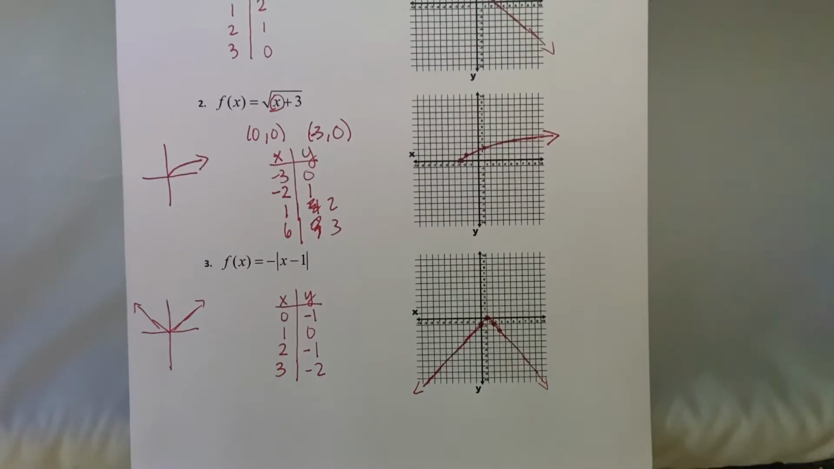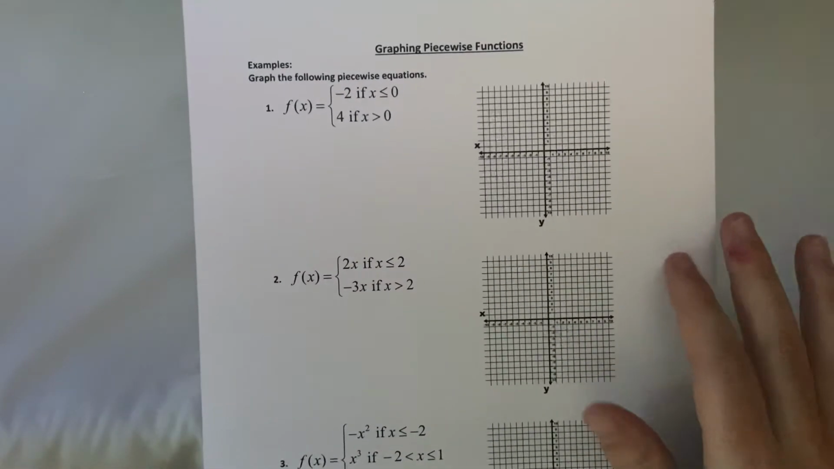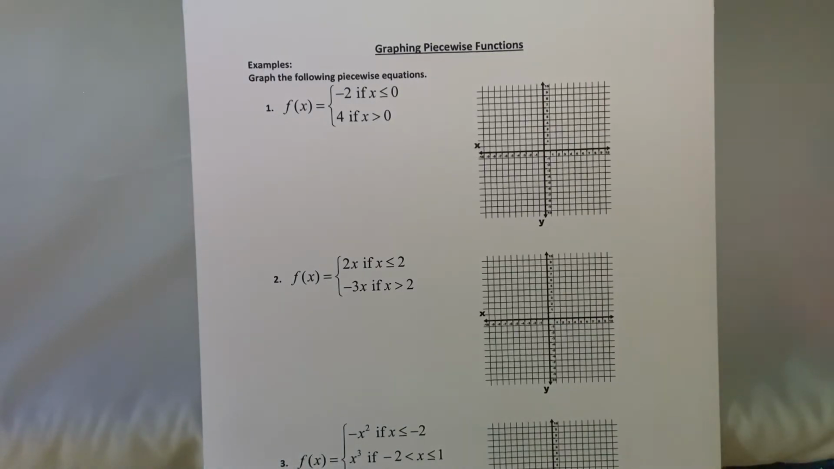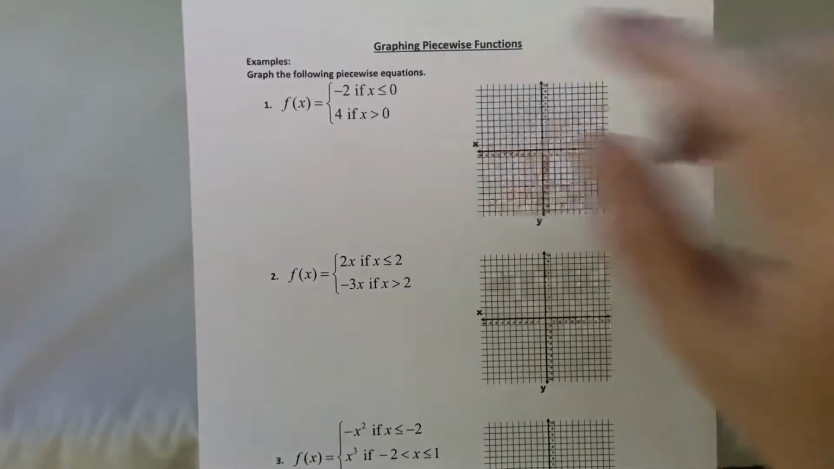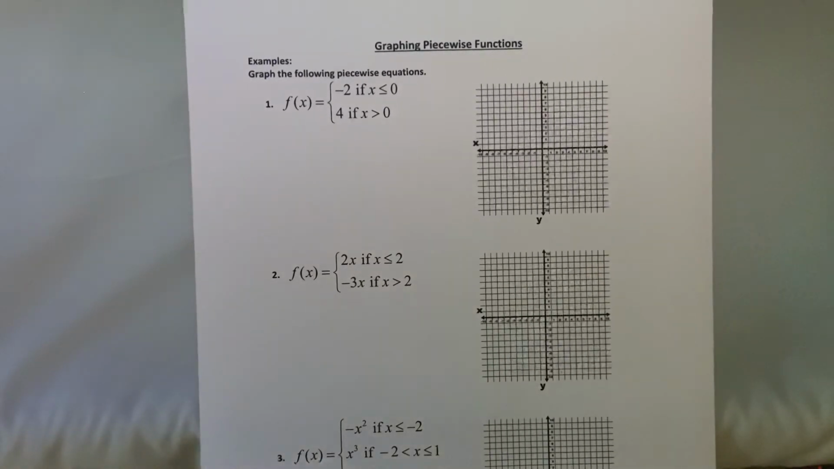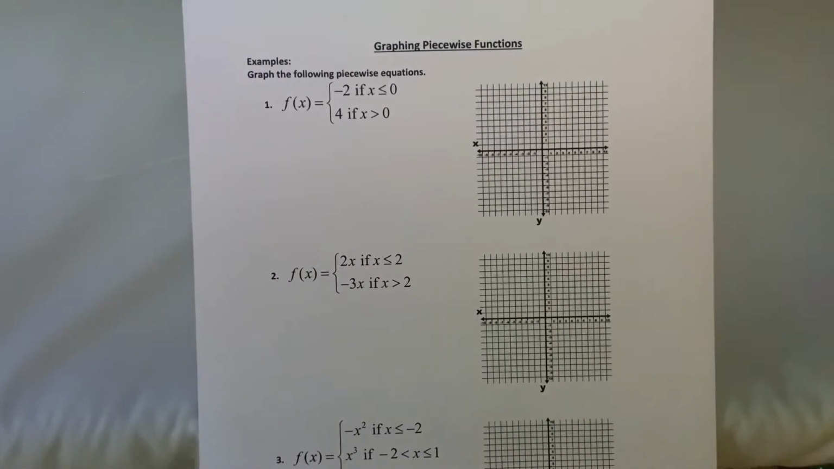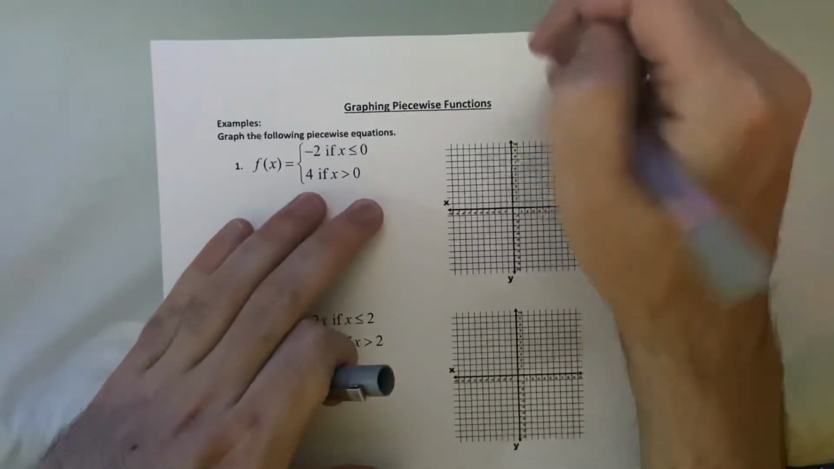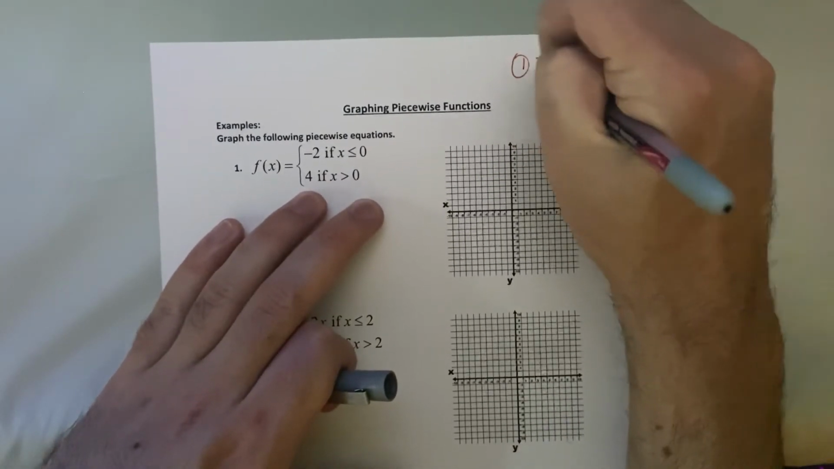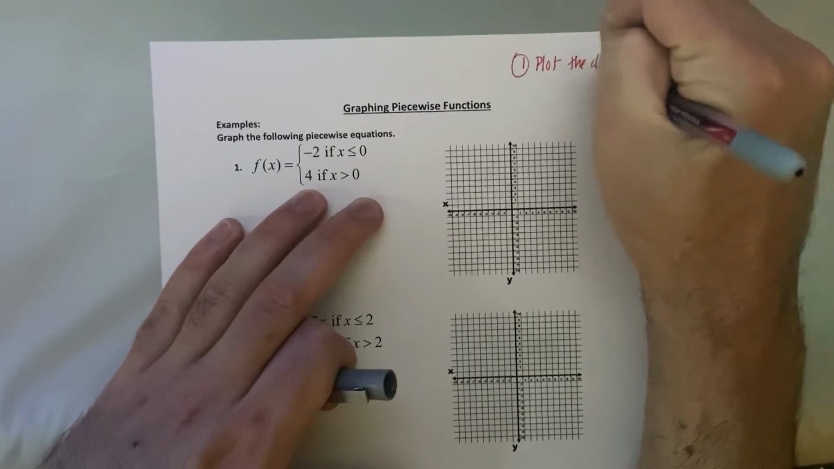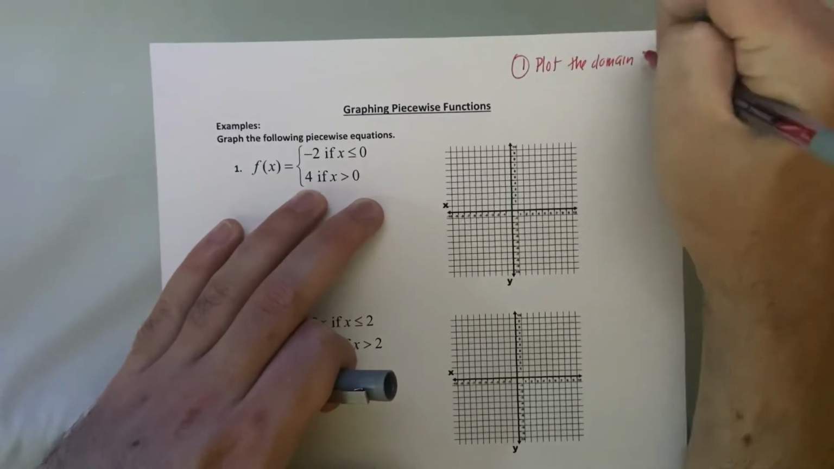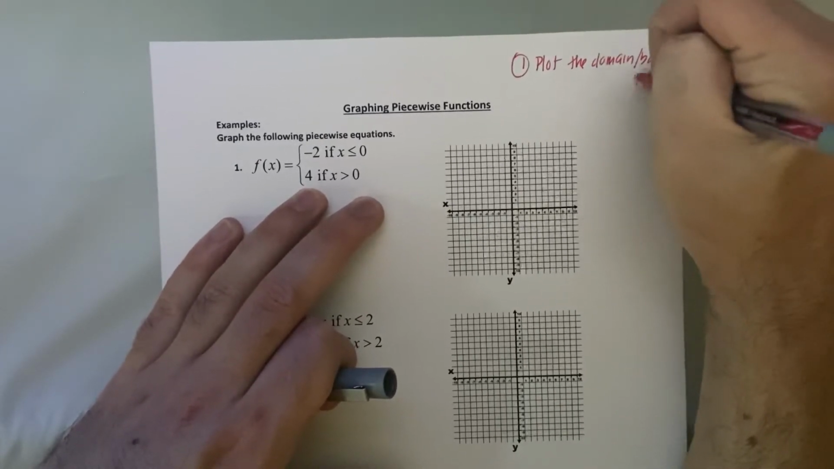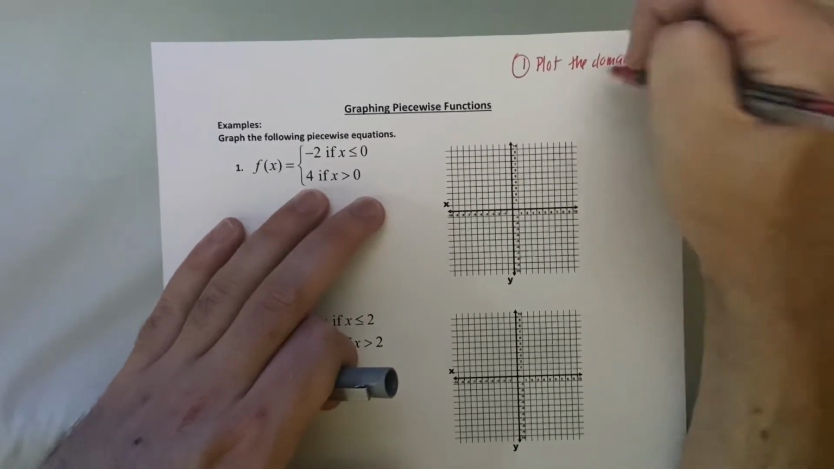Now, how are these going to be helpful? Let's look on the next page. Graphing piecewise functions. So graphing piecewise functions is a little bit more difficult. We really need to use the different domains to our advantage. I generally give these steps. I would plot the domains, the boundary points. It's the domain transitions.